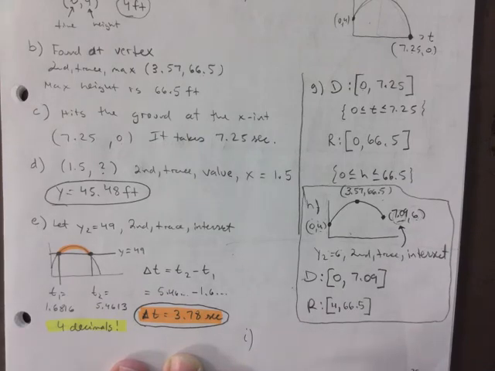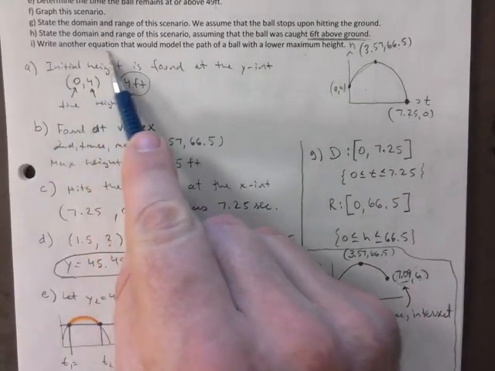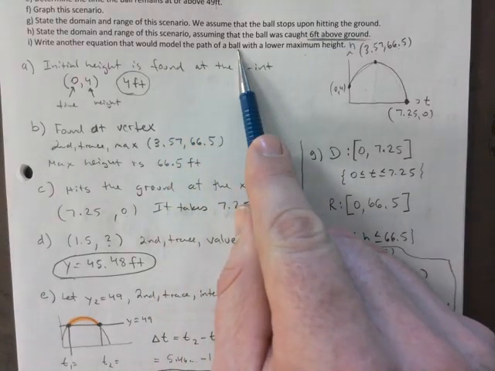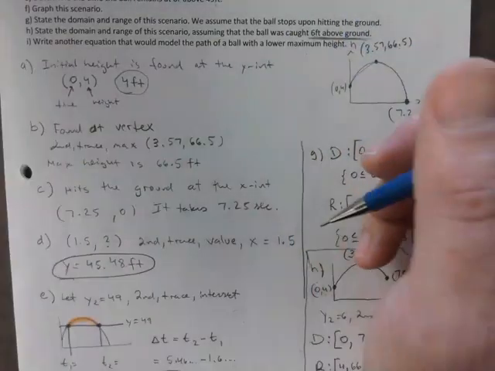What is I? Here, read that carefully. Write another equation that would model the path of the ball with a lower maximum height. How would you do that?